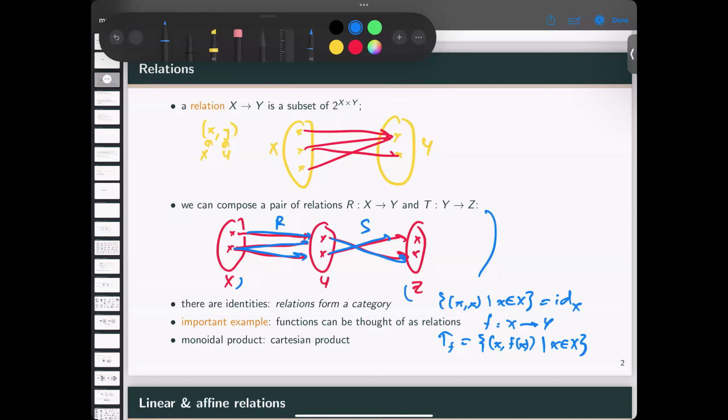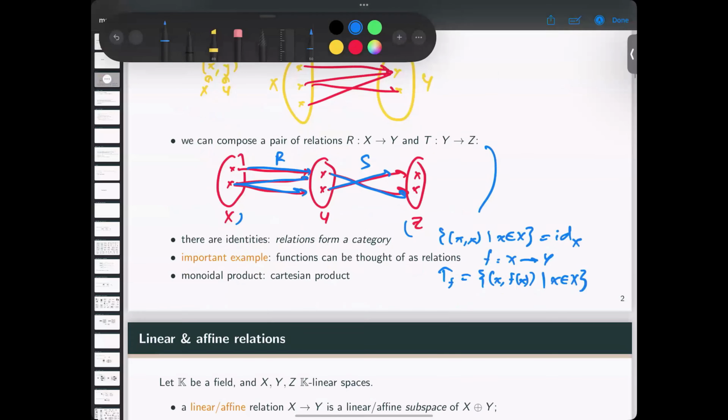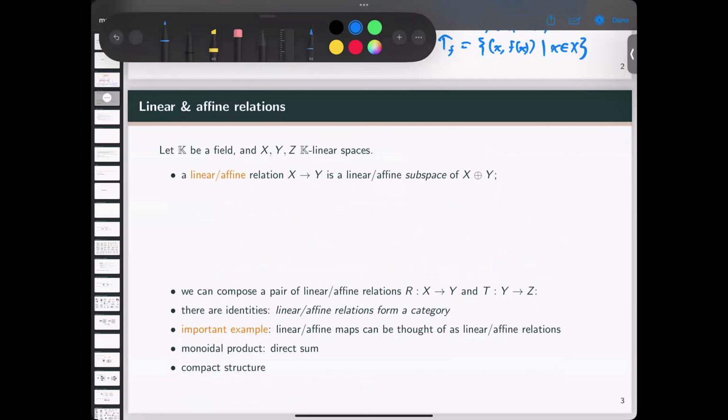Now, relations are an interesting category of themselves, but in a lot of situations, there's more structure that you would like to take into account. And perhaps the most common example of that is in the case where instead of considering sets, you instead consider vector spaces over a field, which are here called K.